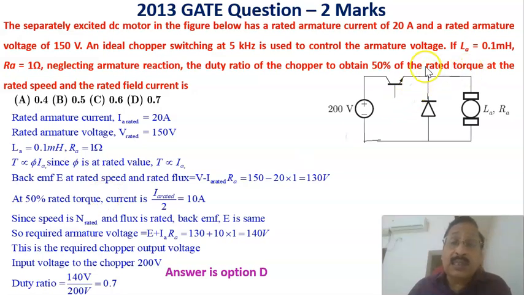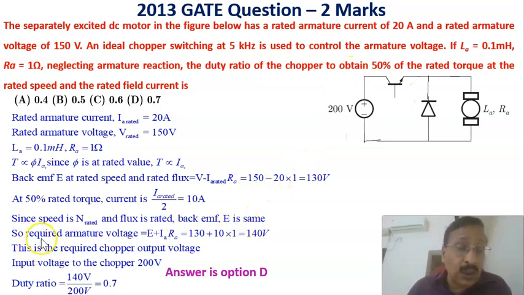Now at 50% of rated torque, since T is proportional to Ia, Ia will be 50% of the rated value, so Ia will now be 10 amperes. And since the speed is the rated speed and the flux is at the rated value, the back EMF is not changing, because E equals phi ZN divided by 60 into P by A. N is not changing, it is a rated value. Similarly, the flux is also at the rated value. That is why the back EMF is not changing. In the second case, it is the same back EMF.